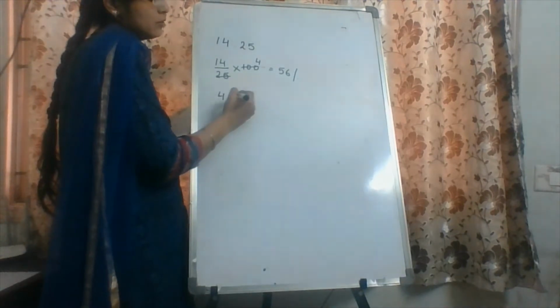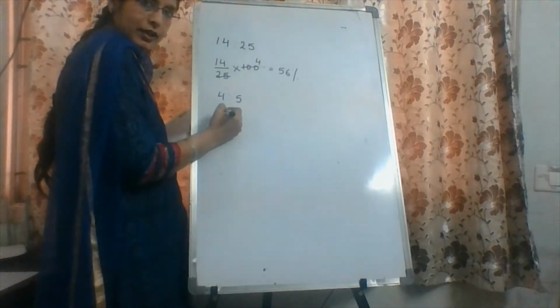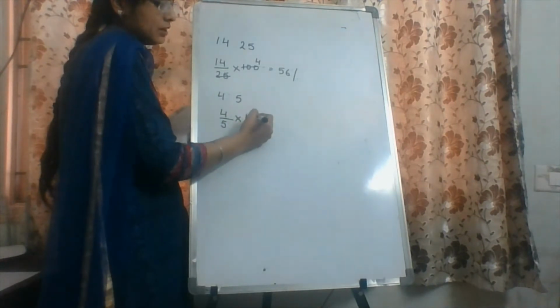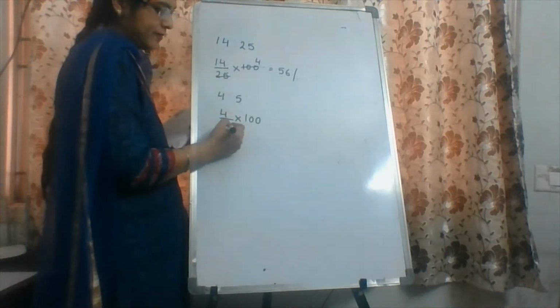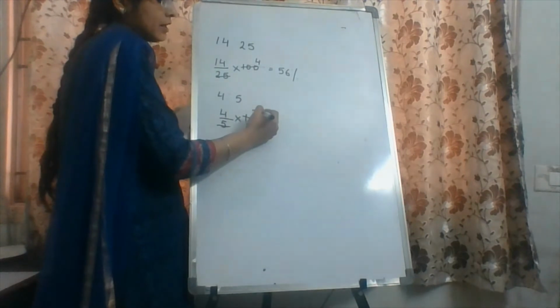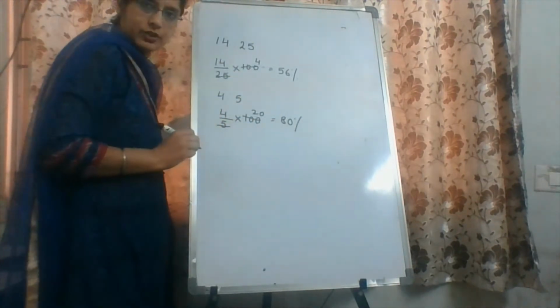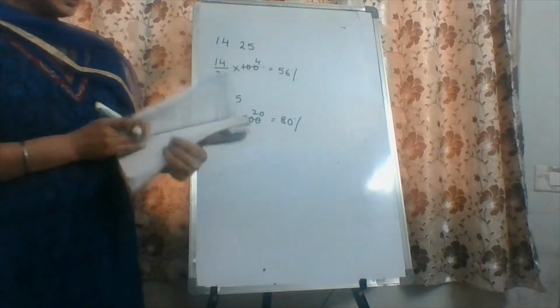Let us take more examples. 4 is to 5. First I write it as a fraction, 4 upon 5. I have to convert it into percentage, so I should multiply it by 100. 5 twenties are 100, so 20 into 4, 80%. This is converting the ratio into percentage.